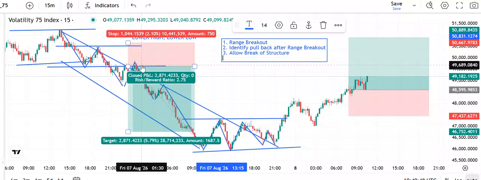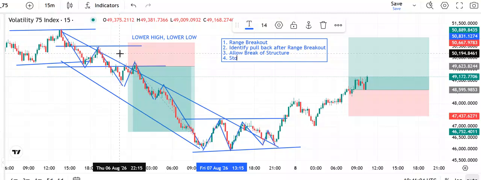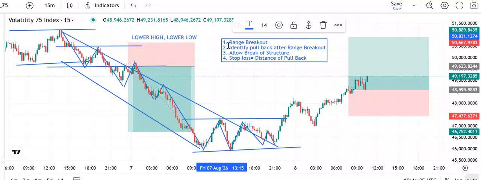All right. Fourth step is, now once you have this break of structure, you can enter at any point. Fourth step is distance of stop loss equals the distance of pullback. That's the distance of pullback will be your stop loss. That's what I'm trying to do there. Distance of pullback. All right, that's stop loss.